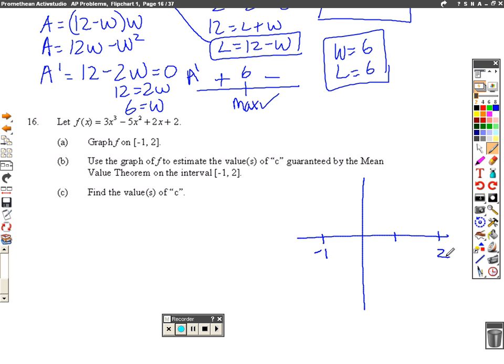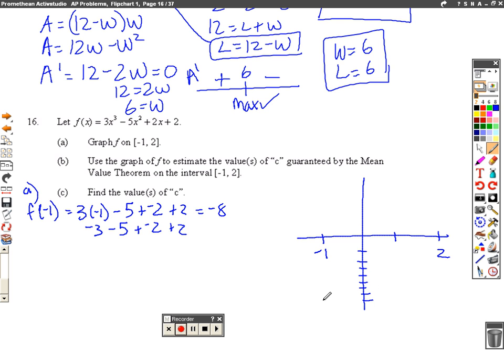So f of -1, just plugging it in, this is all for a, would be 3 times -1, so -3, minus 5 times 1, so minus 5. So far I'm at -8, plus 2 times -1, so -2. So I believe -3 minus 5 is -8, minus 2 is we're at -10, plus 2 on the end. The 2 and the -2 pretty much cancel each other out, so that's -8. So at -1, I'm down here 1, 2, 3, 4, 5, 6, 7, 8, down here at -8.